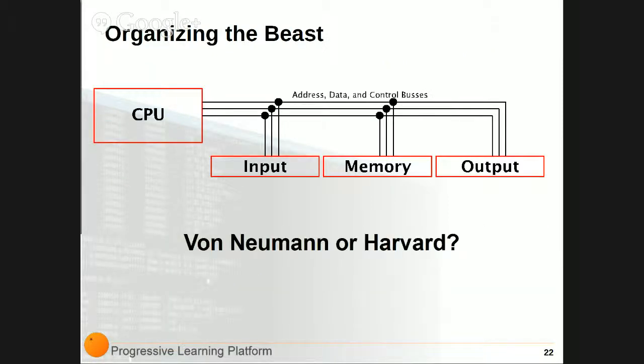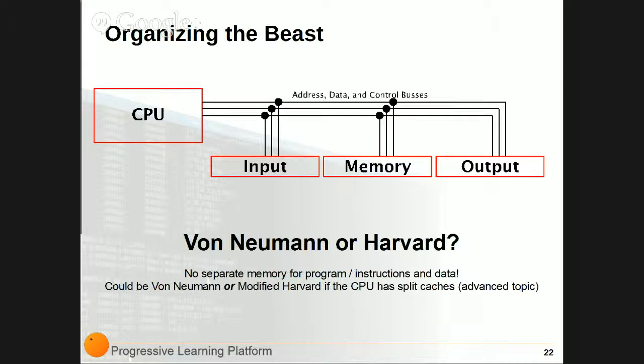So, what is this then? I changed my answer. Harvard. No, I say von Neumann because there's only one memory storage. Yes, and one set of buses, right? You have three buses, but they do all the different things. But yes, both program and data will have to go to that memory block. Cool? Is it the final answer? No. It could be, but it could also be modified.